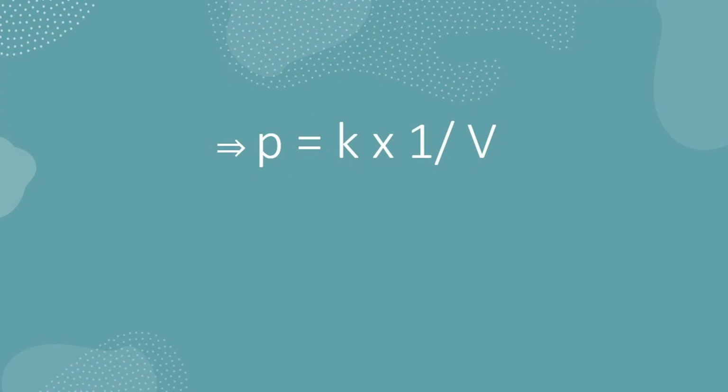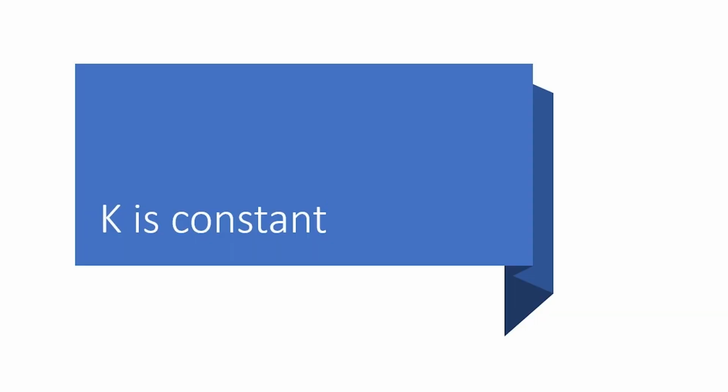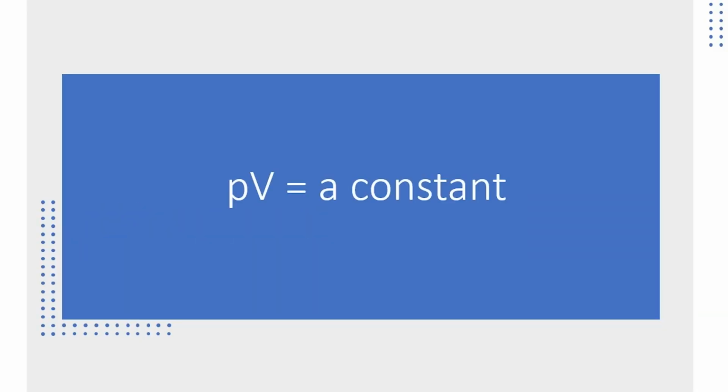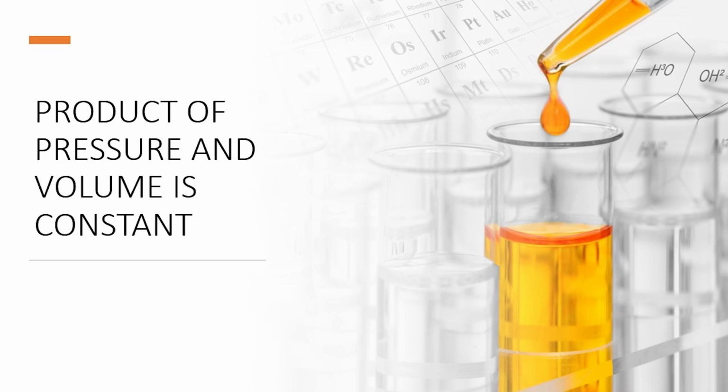We can remove the proportionality by a constant. So the equation becomes P is equal to k into 1 by V, where k is a constant, or we can write PV is equal to a constant. That means the product of pressure and volume is a constant at constant temperature and number of moles.